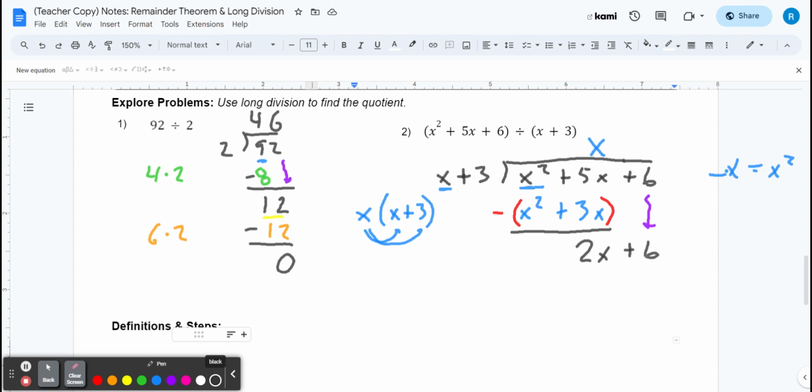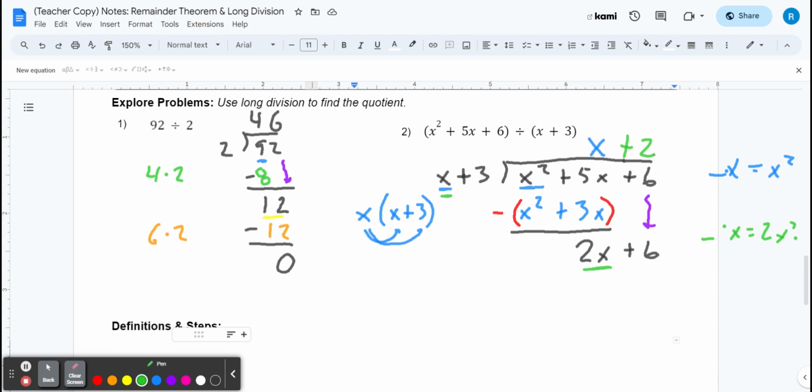And then we repeat that process where we're looking at the leading terms. So we look at the x out in front of our divisor. We look at the 2x out in front of our new dividend that we're looking at. And we think about, all right, what times x equals 2x? And in this case, it would be a positive 2. So we're going to add 2 there.